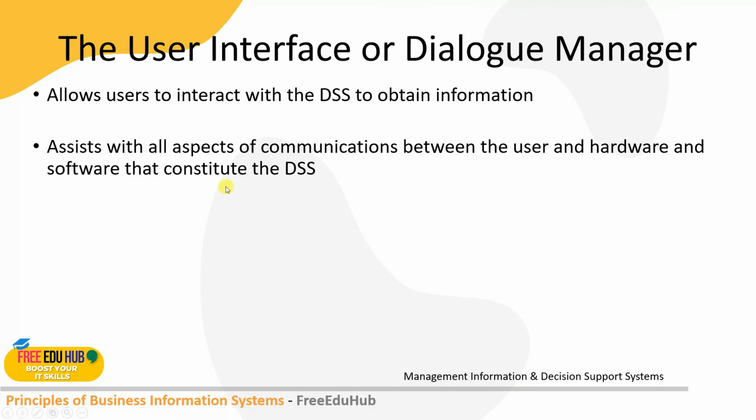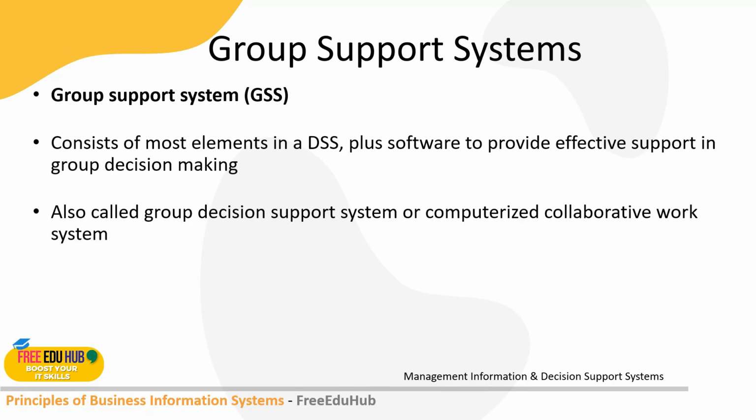Now we have group support systems. It consists of most of the elements in a DSS plus software to provide effective support in group decision making. It's also called a group decision support system, a computerized collaborative work where people are using it to reach a decision or to reach a final settlement.